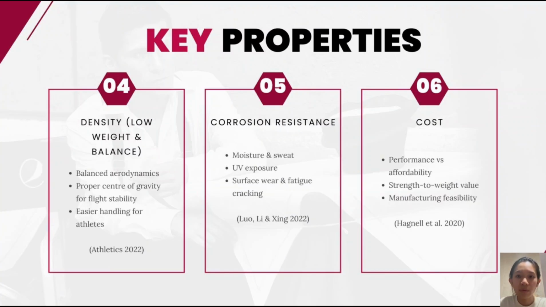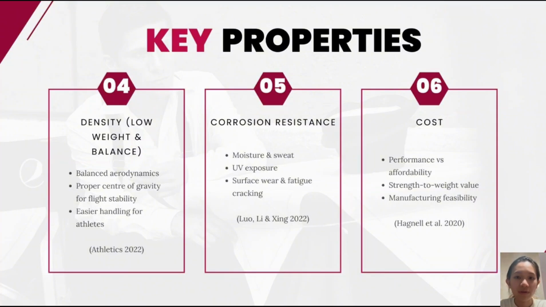There are also three more properties we consider. The first is density. A low density material allows better weight distribution and helps position the center of gravity correctly for stable flight. It also makes the javelin easier for athletes to handle. Next is corrosion resistance. Since the javelin is used outdoors, the shaft is exposed to moisture, sweat, UV rays, and surface wear. A material with good corrosion resistance will maintain its structural integrity and prevent early fatigue cracking.